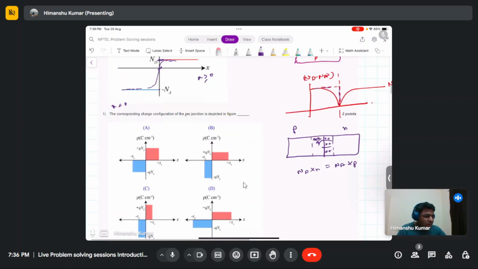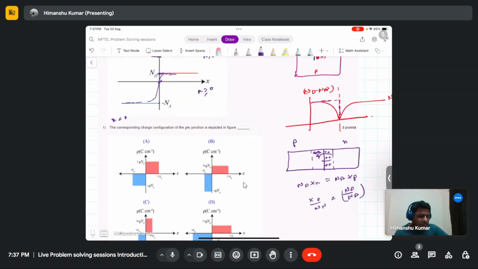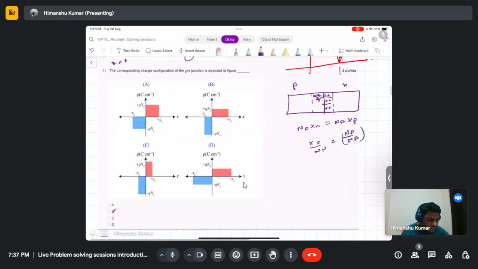So now if your NA is higher, you can write XP by XN is your ND by NA. So this is the ratio. If you have NA larger, acceptor type doping larger, then the XP by XN ratio will be smaller, and you can say the depletion width in the N side will be larger compared to the P side. So the depletion width in the N side in this case will be larger, and the depletion width in the P side will be smaller. So which are the options?